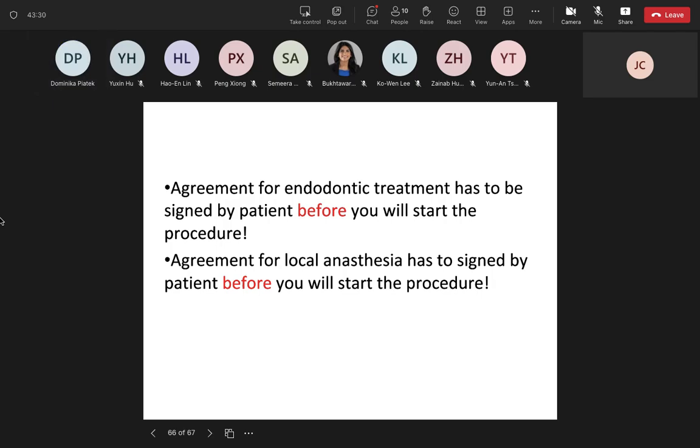And important things: the agreement for endodontic treatment has to be signed by the patient before you start the procedure, and the agreement for local anesthesia also must be signed by the patient before you start the procedure.